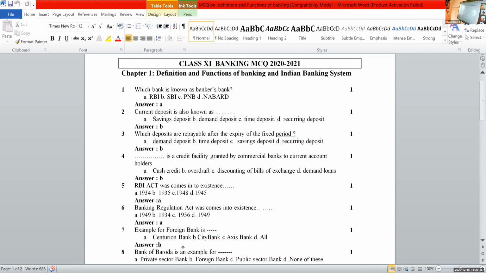Next, RBI Act came into existence in 1934. Next, Banking Regulation Act came into existence in 1949. Banking Regulation Act 1949, RBI Act 1934. Okay. Next, examples of foreign bank.